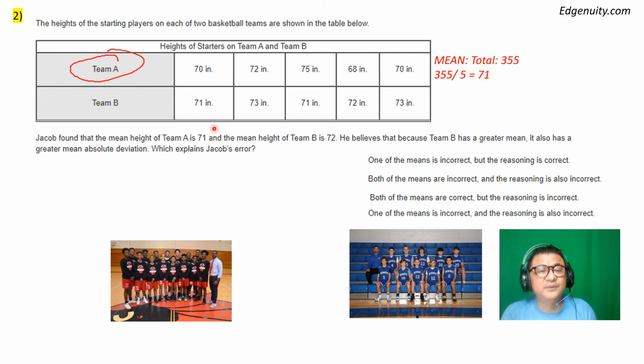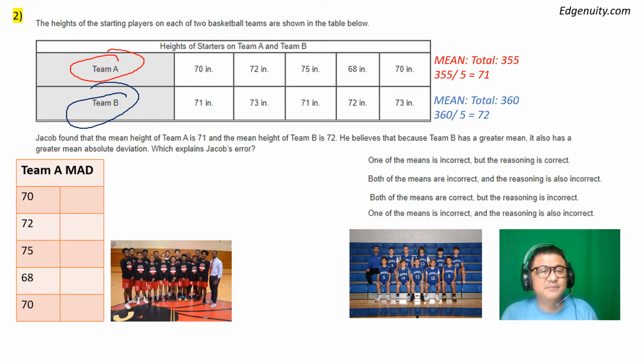So he is correct. Okay, now let's look at team B. Let's add the values: 71 plus 73 plus 71 plus 72 plus 73 is 360. Divided by 5, I get 72. So he is correct for these two, 71 and 72. He believes that because Team B has a greater mean, it also has a greater absolute deviation. Oh, MAD. So we need to solve for MAD.